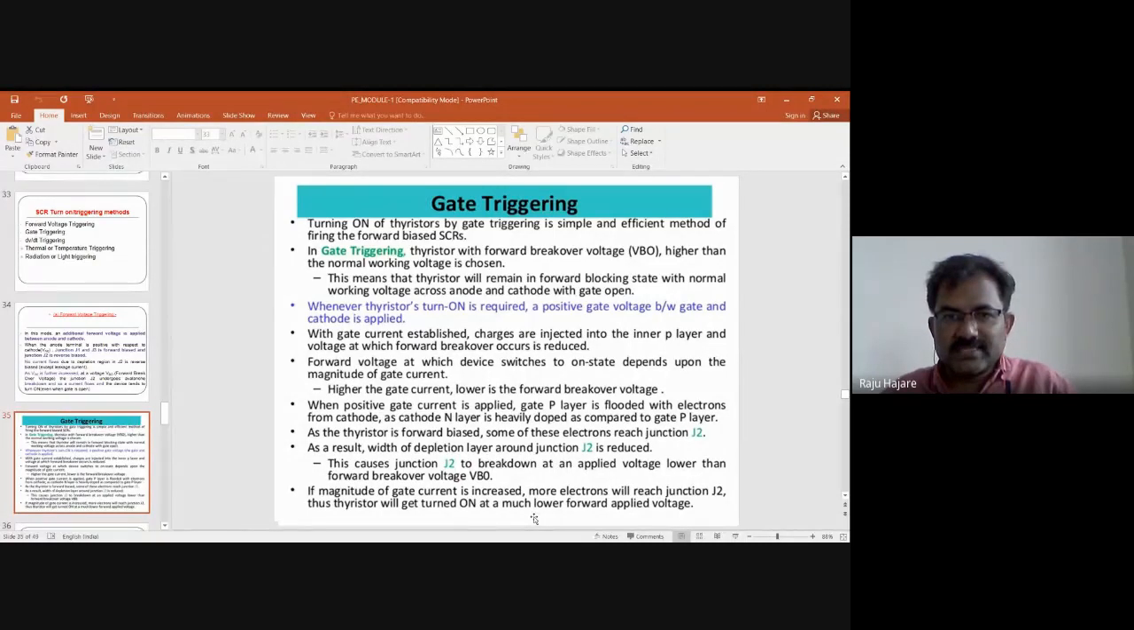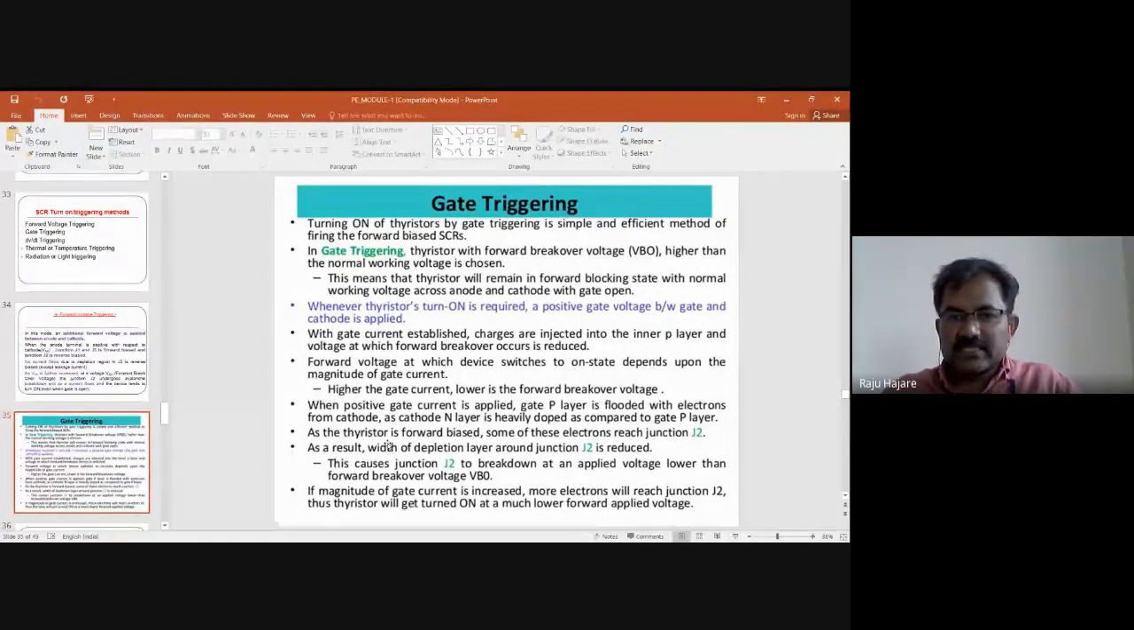Gate triggering. As soon as you see this level, you should be able to explain, because we already discussed this. It is the same write-up and theory I have written here. So gate triggering: this thyristor will be turned on at a breakover voltage, which you can observe practically.